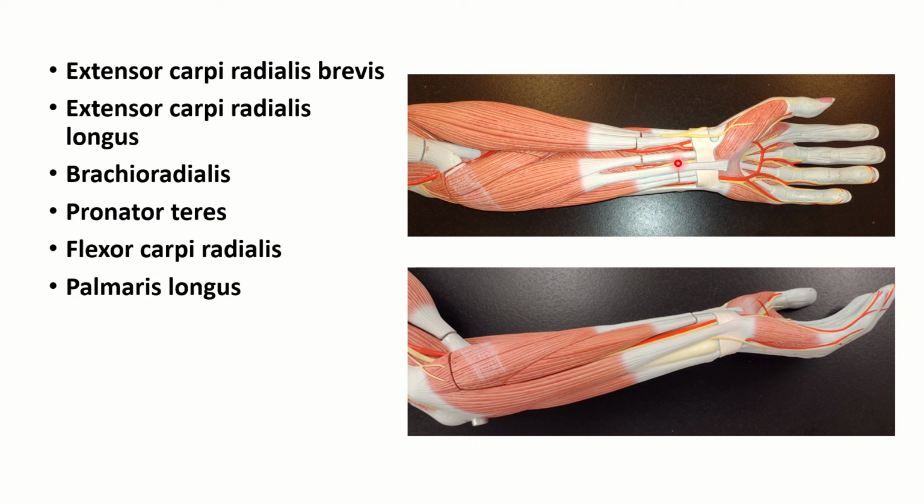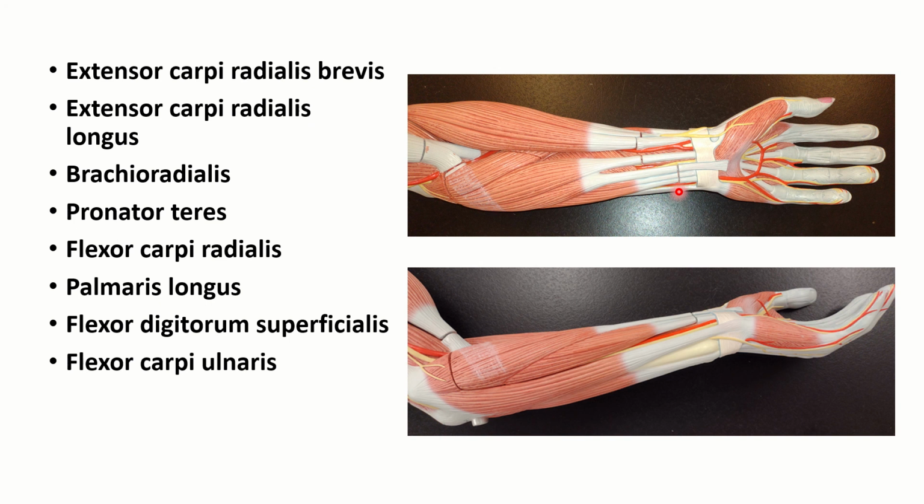Palmaris longus. See, this one goes superficial because it goes to the palm of the hand. The other ones are passing through this flexor retinaculum. Flexor digitorum superficialis. So this is a second layer, like a middle layer of anterior muscles of the forearm. So flexor digitorum superficialis. And flexor carpi ulnaris, again, is difficult to see. This is at the medial border of the forearm.